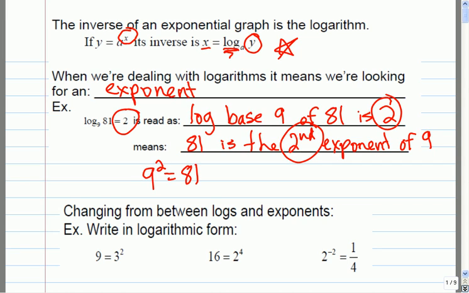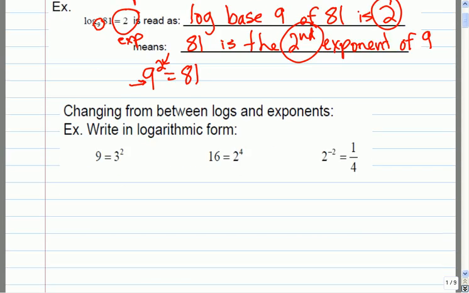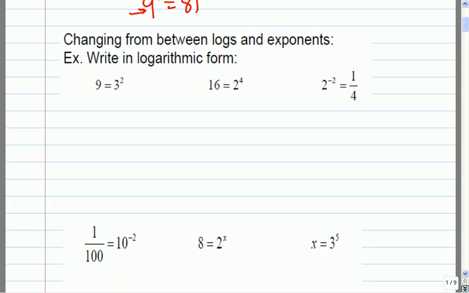Okay? So the good news is the base stays the same. If we're talking about a log in base 9, then as an exponent, the base is still there. But again, what you have to remember is when you hear logs, they're asking you about the exponent. So this is where the exponent appears when you're dealing with logs. This is where the exponent would appear when you're dealing with an exponential. So let's see if we can go back and forth and connect these two things together. Here are some of the values you'd normally be used to seeing, like 9 equals 3 squared.